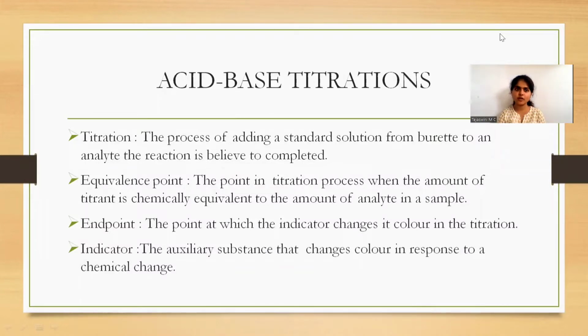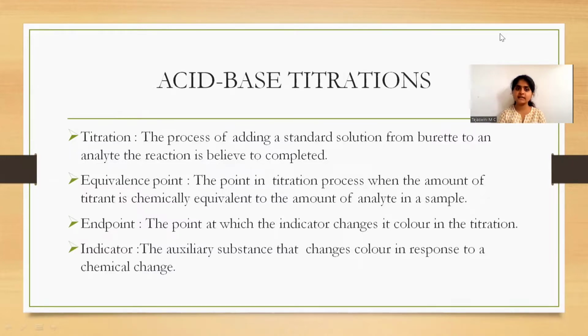Next is the equivalence point. What is the equivalence point? It is the point at which the amount of titrant is chemically equivalent to the amount of analyte in a sample. And what is the endpoint? The endpoint is the point at which the indicator changes its color in the titration.